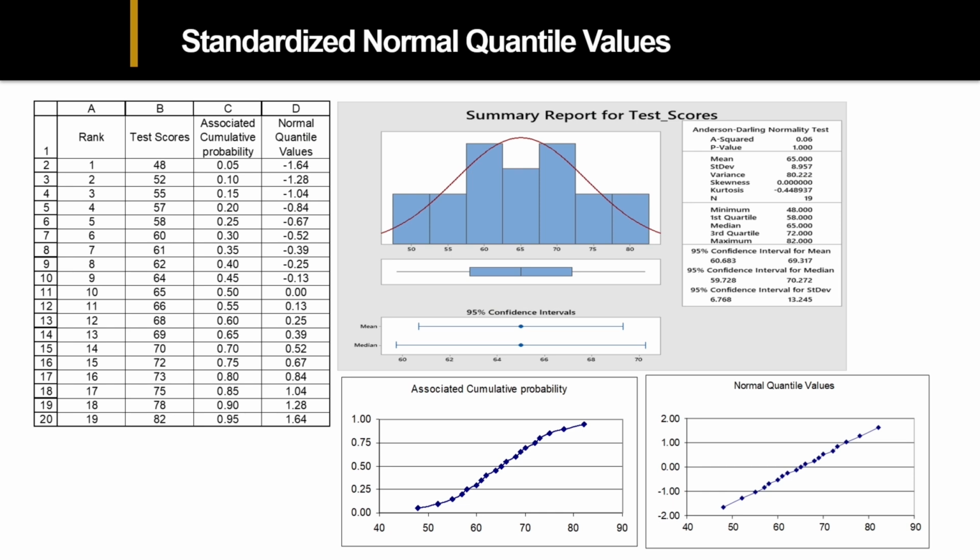Notice below the associated cumulative probability. I'll move the mouse right here. We know that the first quartile is 58. So certainly right here, 0.25 is the level right here. And there's our 58 value. We see some curvature right here. The normal quantile values are right here. So these are the associated cumulative probabilities right here, and the normal quantile values right here. Both of them are pretty linear.